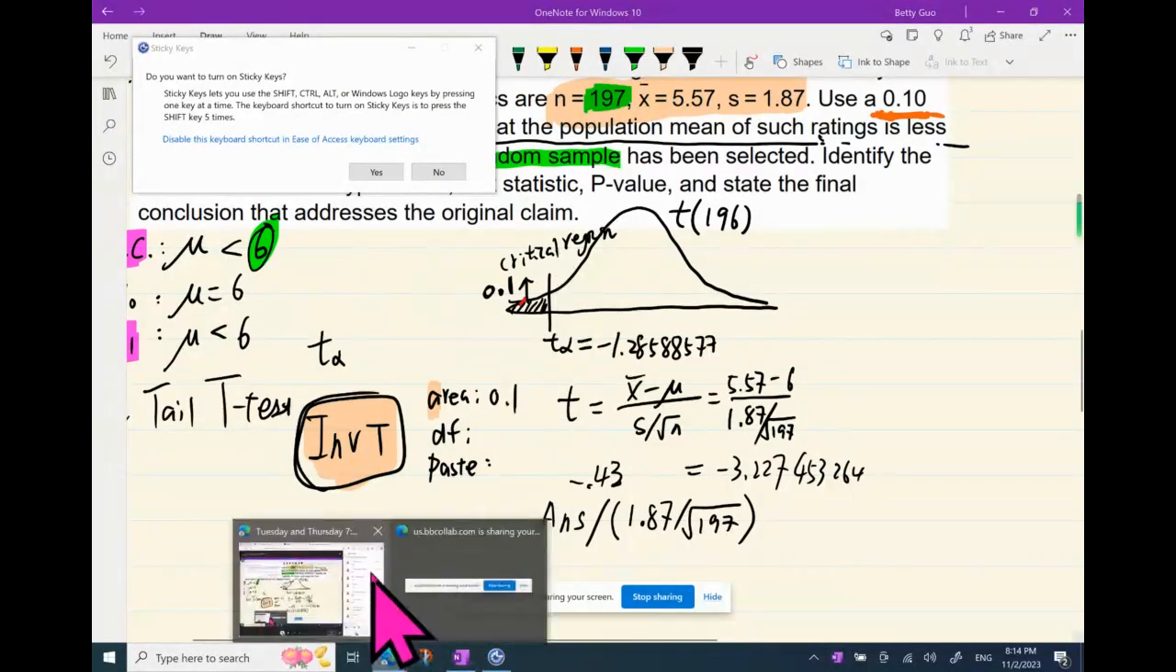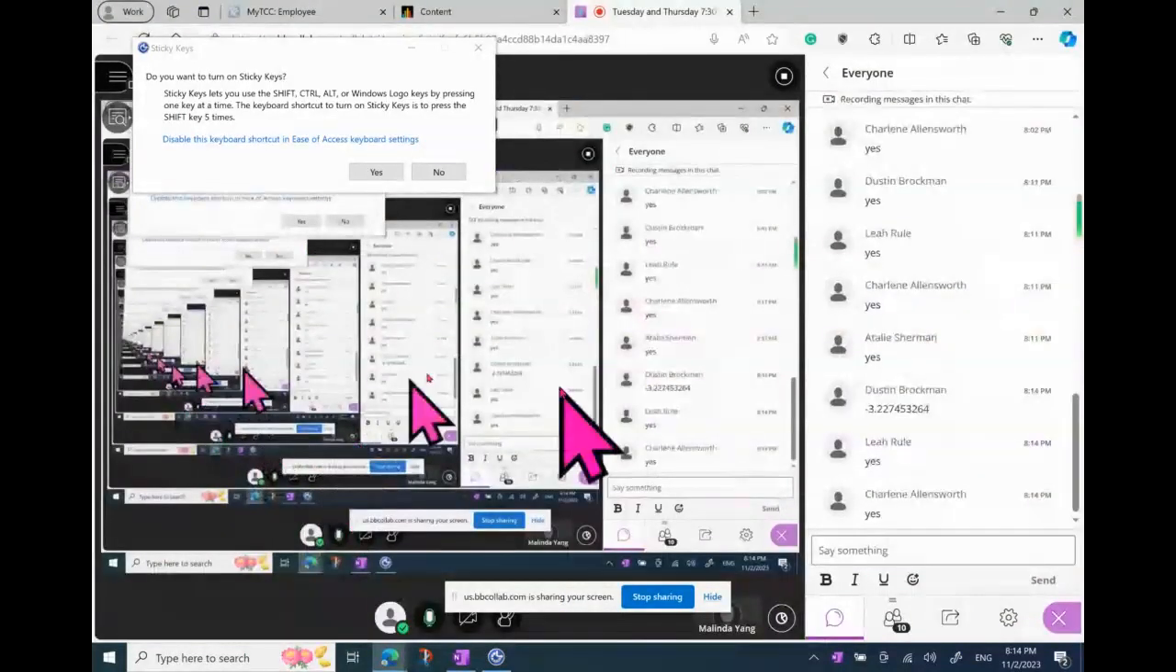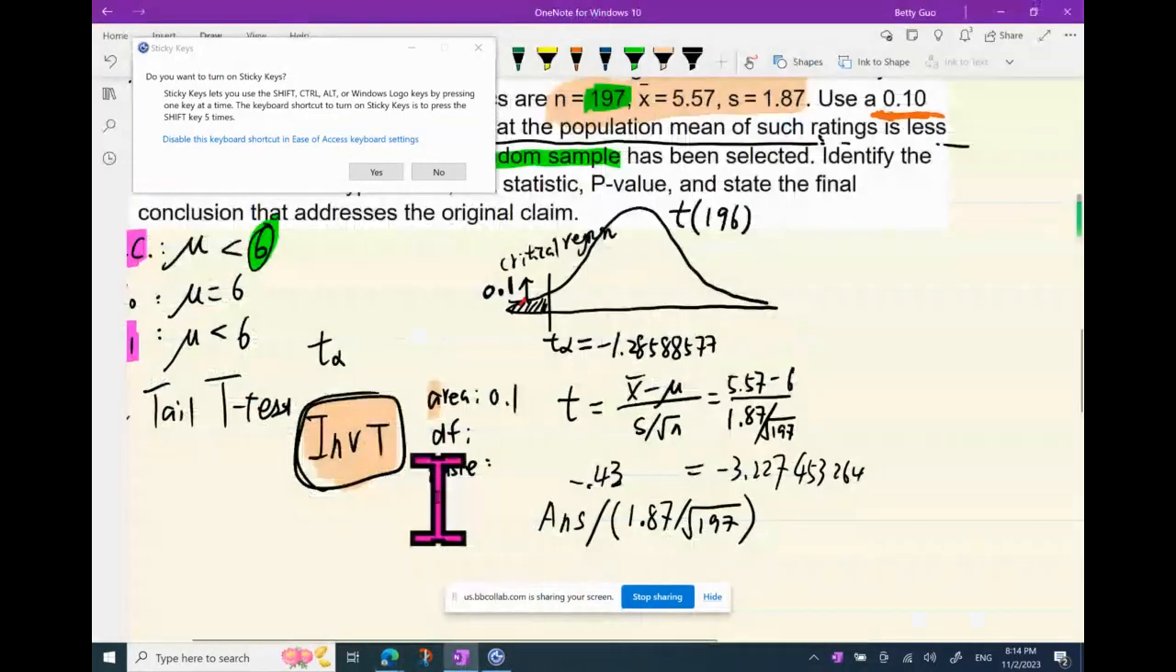Play with your calculator. Find the best way for you. Find the best way that you feel confident. The process you apply should always give you the right answer. That's why we need to practice, right?